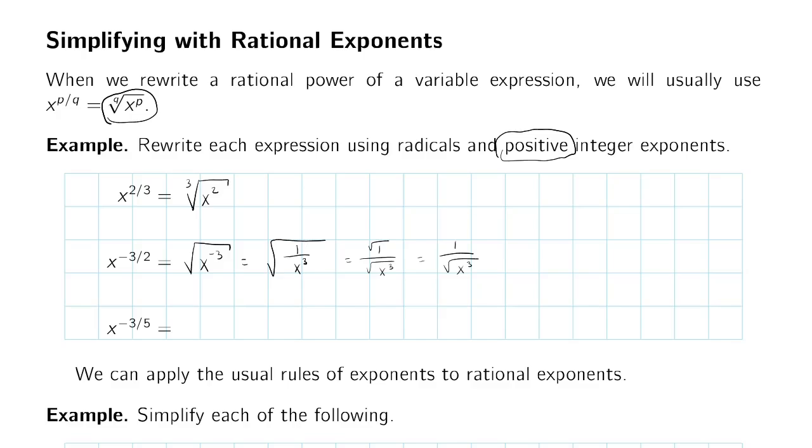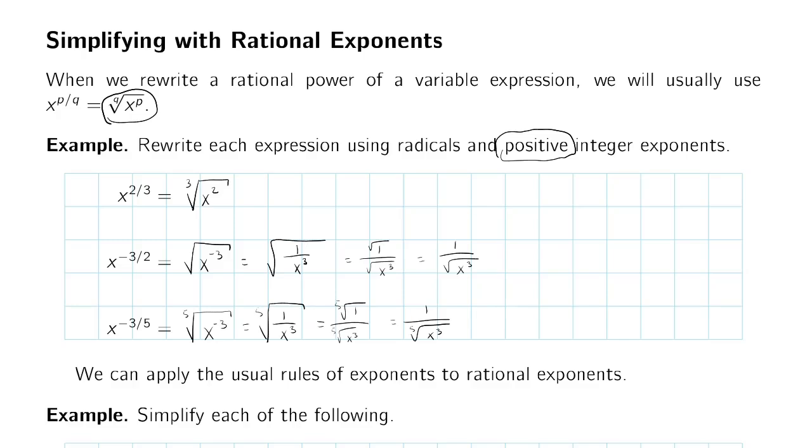X to the -3/5, that's the fifth root of x to the -3. That's the fifth root of 1 over x to the third. So fifth root of 1 over fifth root of x to the third. 1 over the fifth root x to the third is where we're going to leave that for now.